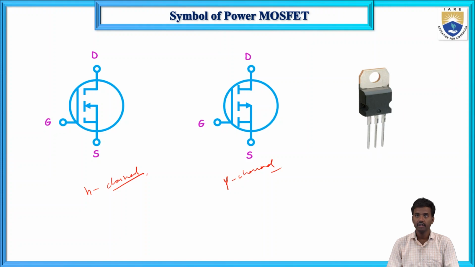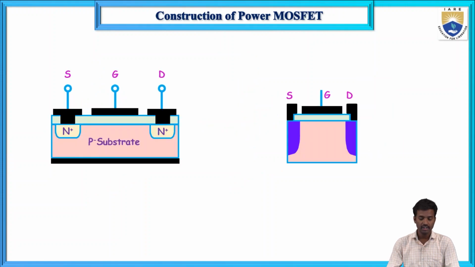And next, construction of power MOSFET. This figure is only for low power. Throughout the analysis we will discuss only the N-channel MOSFET, the N-channel enhancement power MOSFET only. Now this is for low power applications, which I am explaining.